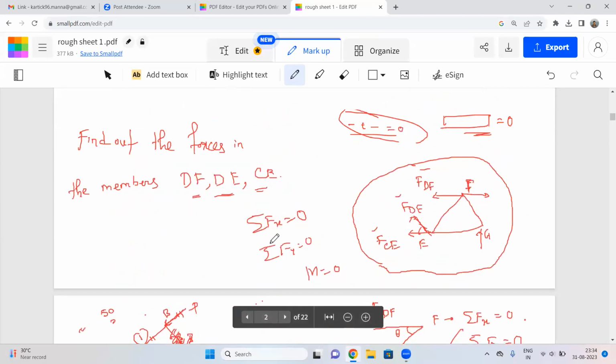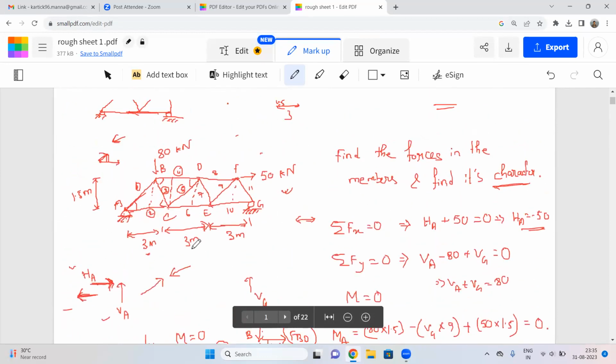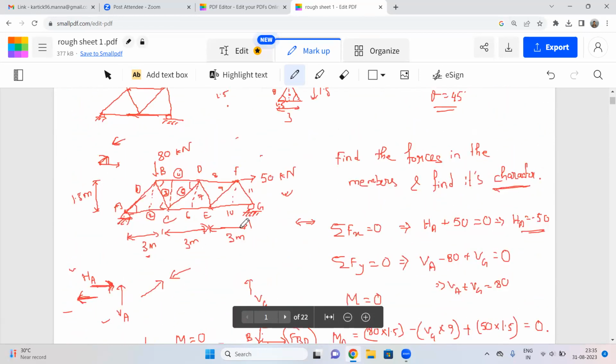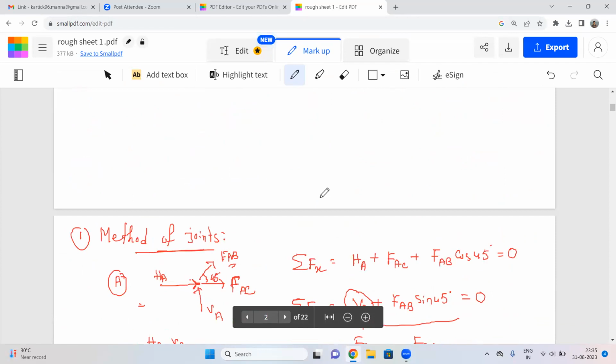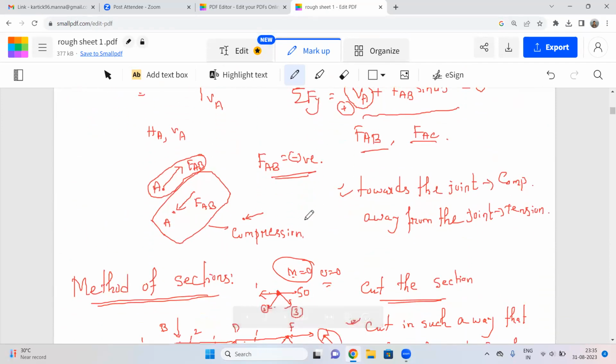So what we will do, we will solve this question using both the methods. So your concept will be clear after that, and then solve 1 to 2 more questions on truss. So that is enough for truss.